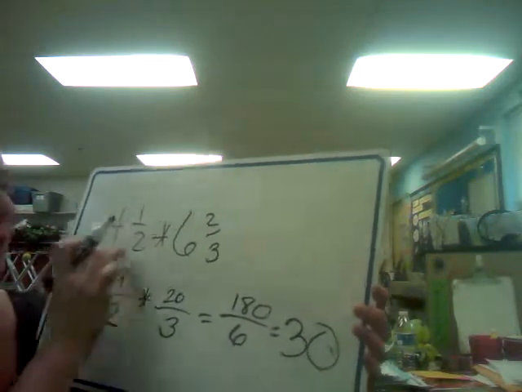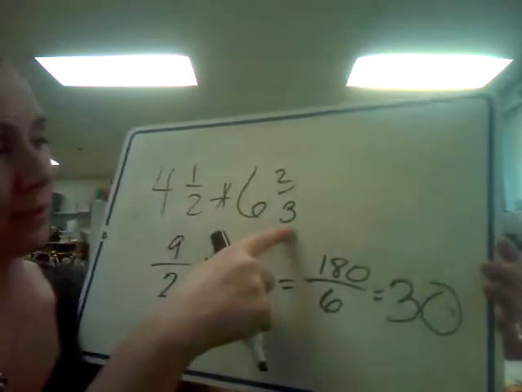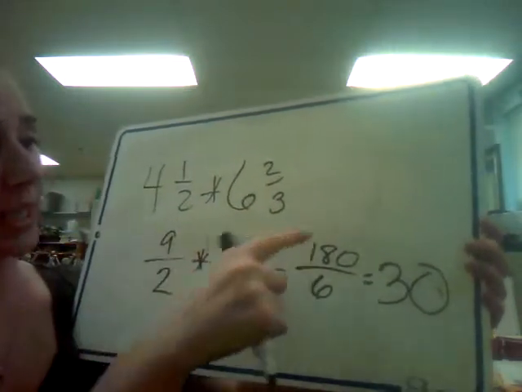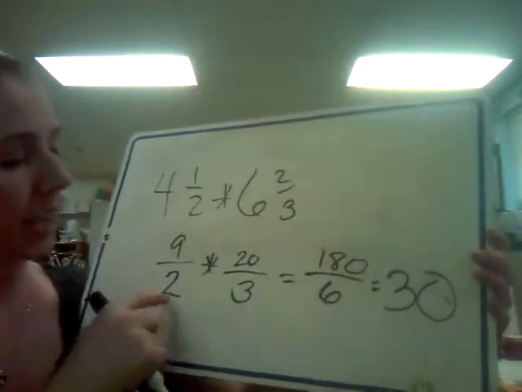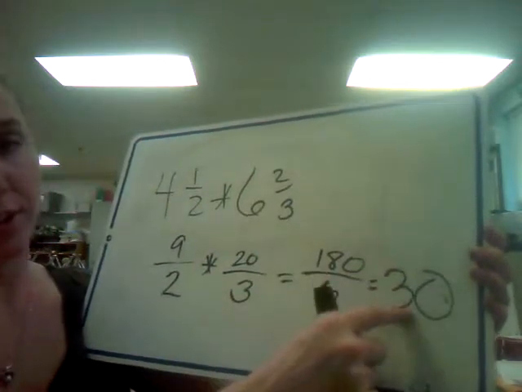Again, I check marked it. 4 times 2 was 8, plus 1 is 9. That's where 9/2 came from. Times 6 times 3 was 18, plus 2 is 20, and my original denominator was 3. 9 times 20 is 180. 3 times 2, or 2 times 3, is 6, and 6 goes into 180 30 times. So that's it.